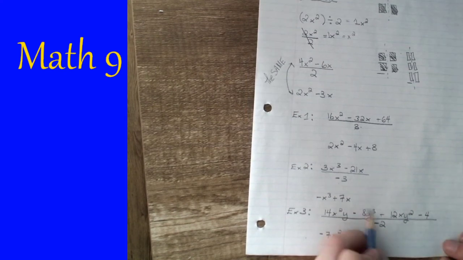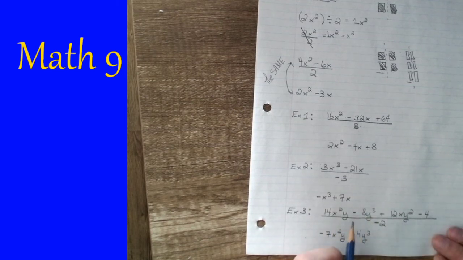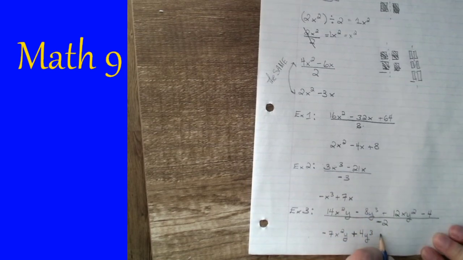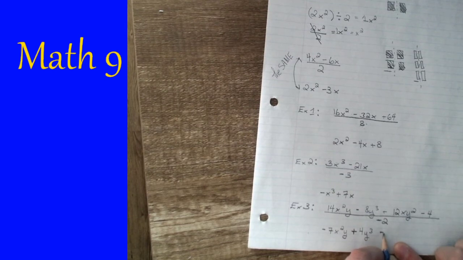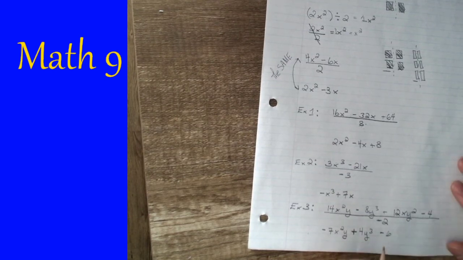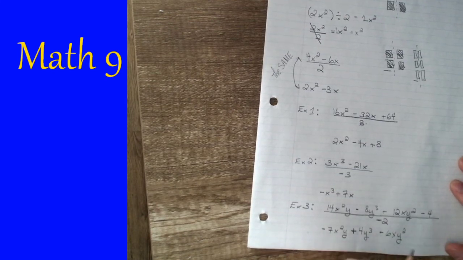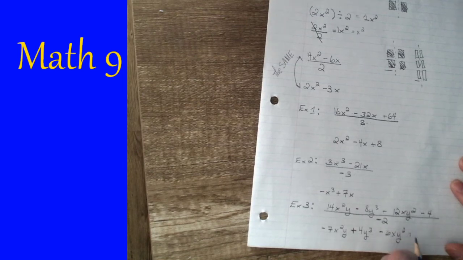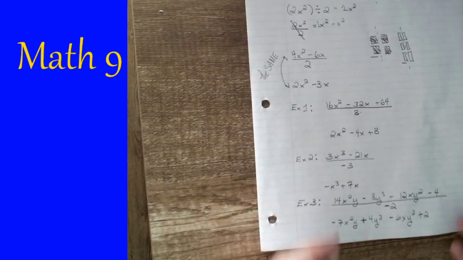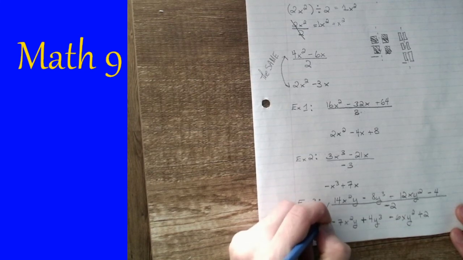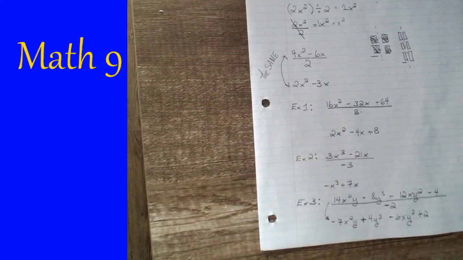That's the particular term I'm dealing with. Next up is 12 divided by negative 2. That's negative 6xy squared. And then negative 4 divided by negative 2 is positive 2. And that's my simplification.